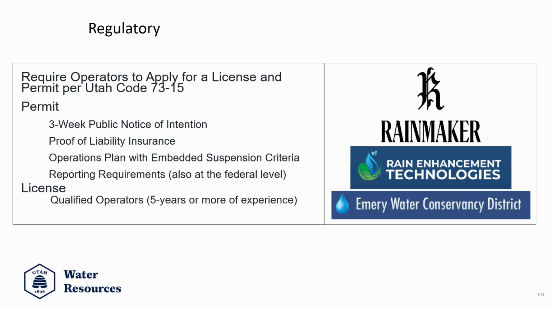So Utah has a very strong regulatory framework around our cloud seeding program. This ensures that operators are doing their part to conduct a very good operation. We require a permit, which includes a 3-week public notice of intention, proof of liability insurance, and an operations plan with embedded suspension criteria. So when is our SWE getting towards that 95th percentile for runoff in the spring, but also avalanche considerations as well. And then we also require a license, which really just vets the operator and makes sure that the meteorologists are qualified to operate.